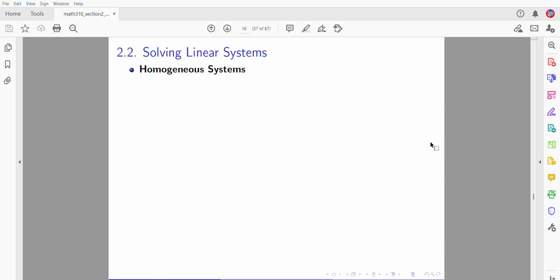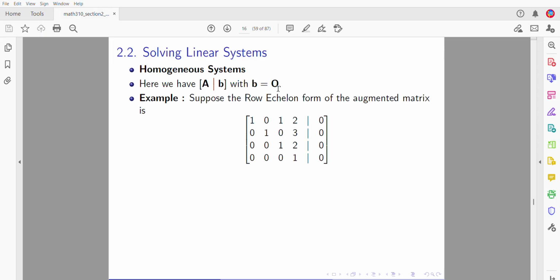Now let's play with homogeneous systems. What is a homogeneous system? The right hand side is 0, b is 0. So suppose the row echelon form of the homogeneous system looks like this. This is row echelon. Notice that's not 0, these guys are not 0. So this is indeed a row echelon form. Well, how do we solve for them?